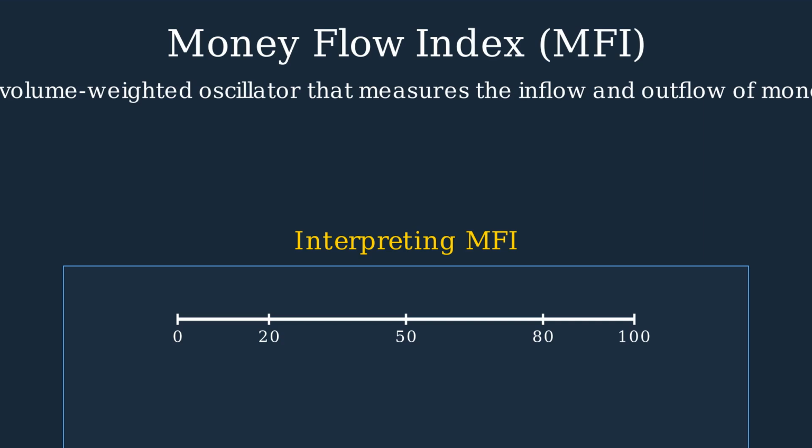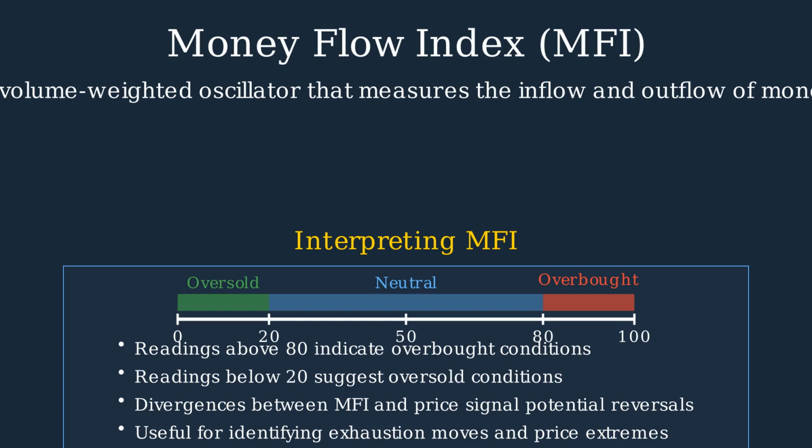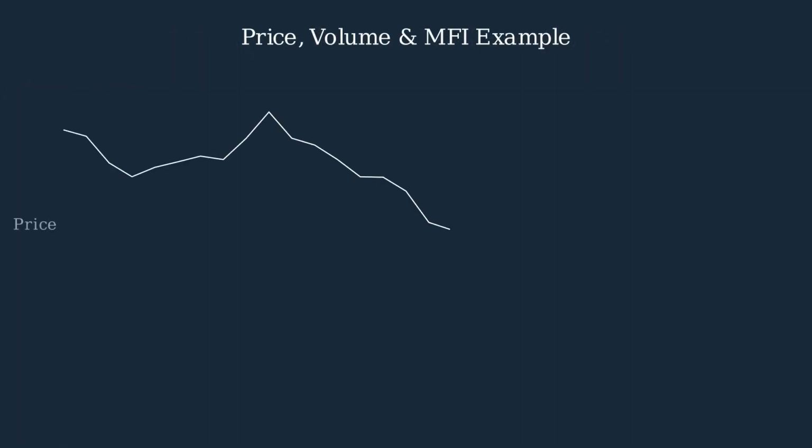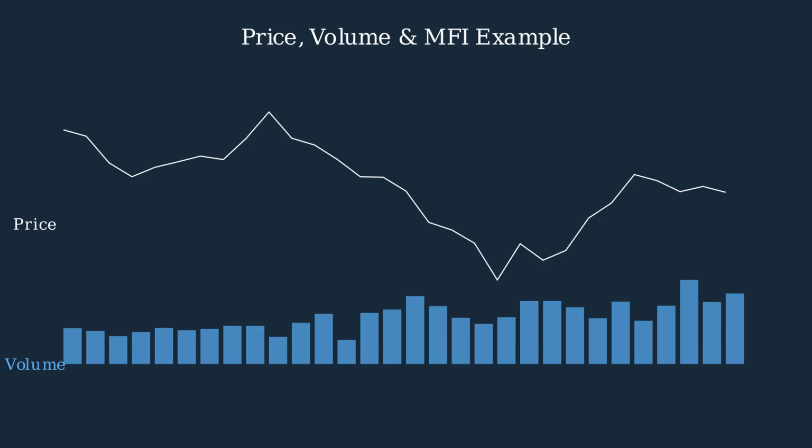The scale ranges from 0 to 100, with specific zones indicating different market conditions. Readings above 80 are considered overbought conditions, suggesting a security may be due for a price correction. Readings below 20 indicate oversold conditions, potentially signaling a buying opportunity. When analyzing a chart, traders look for relationships between price action, volume, and the MFI indicator. Let's observe how these three elements work together.